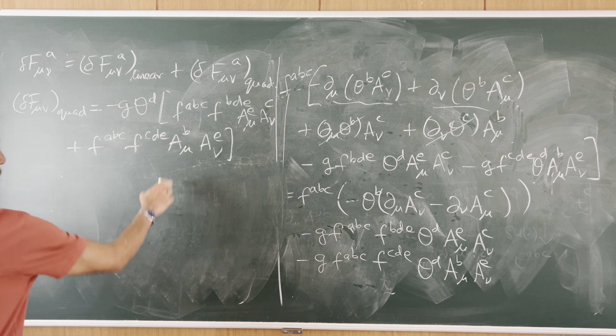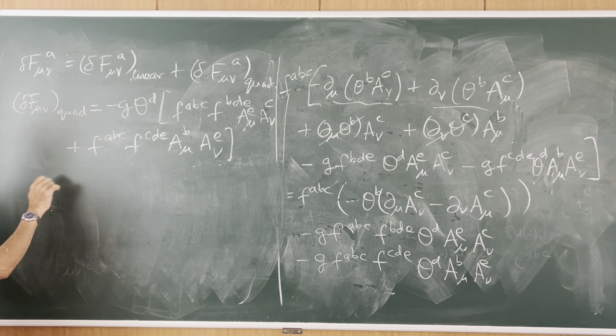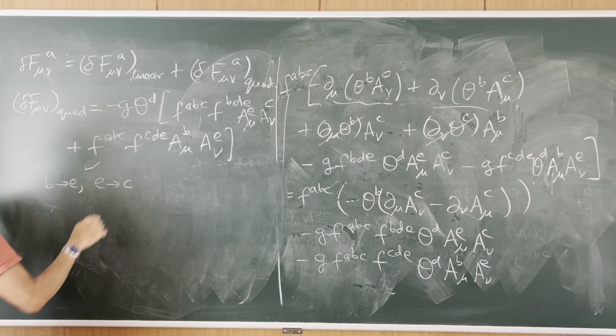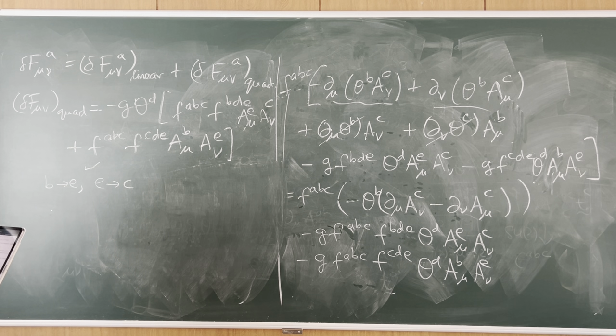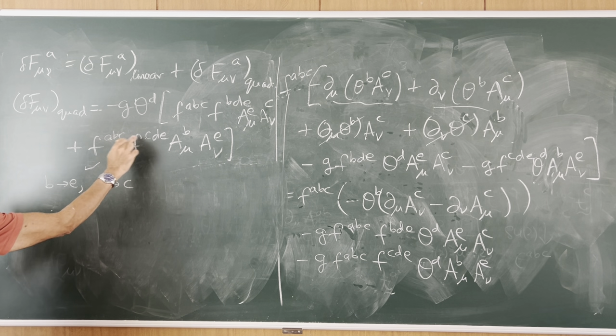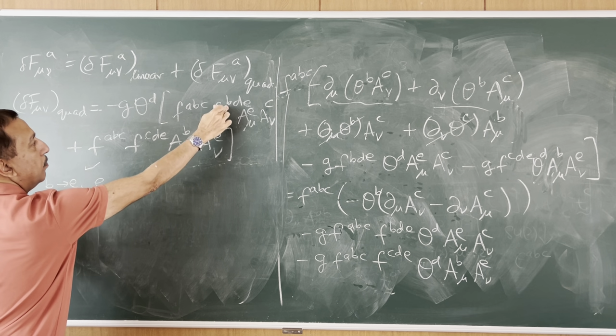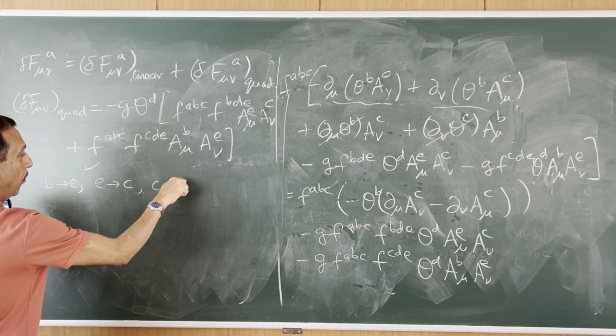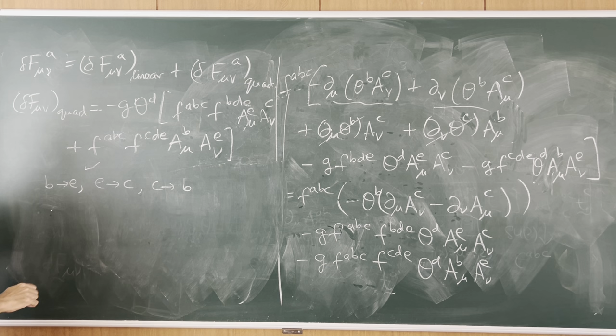And the renaming is B must become E in the second term. In this term, B should become E. E should become C. B should become E. E should become C. C should become B. Here, because C is the common summed index, while here B is the common summed index. So C should become B. It's very easy once you get the hang of it.